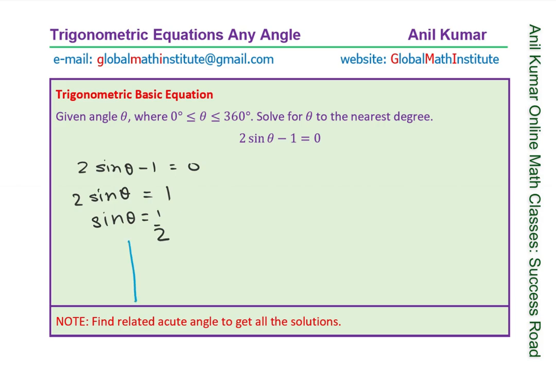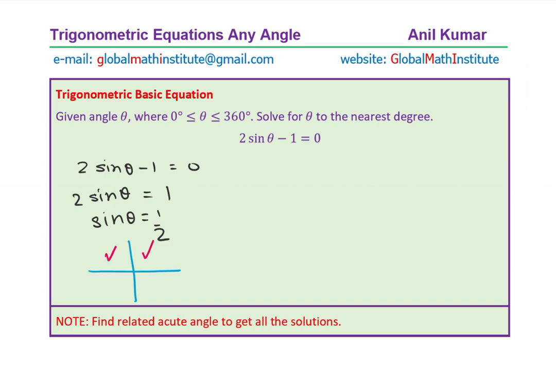So that means we have two solutions. One is in quadrant 1, the other one in quadrant 2, right? So these two quadrants, and for half, we have our special triangle also. In the special triangle, we know this value is 1 by 2, and the angle is 30 degrees, correct? So we know that the related acute angle beta is equal to 30 degrees, right? For sine beta equals half.